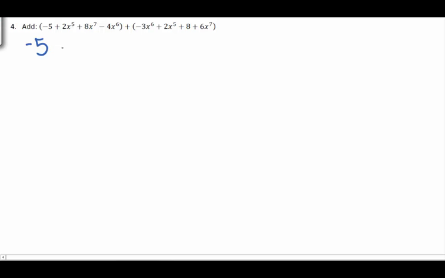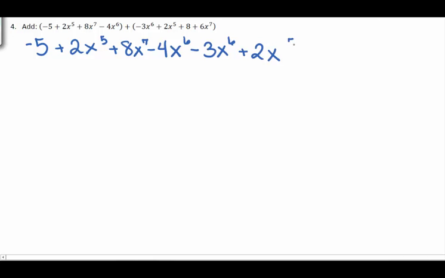Number 4 wants us to add polynomials. When you're adding, the parentheses mean absolutely nothing. So we'll go ahead and drop them, and then we can add these polynomials. When adding polynomials, we want to add things that are like terms. This means both the variable and the exponent should be the same. So I'm going to start with descending order.